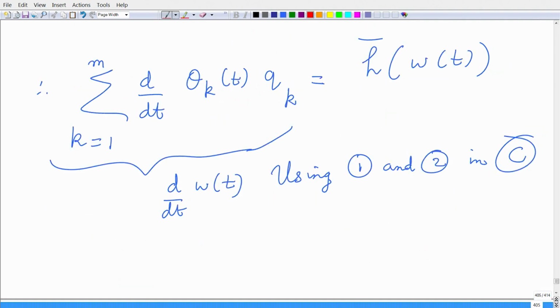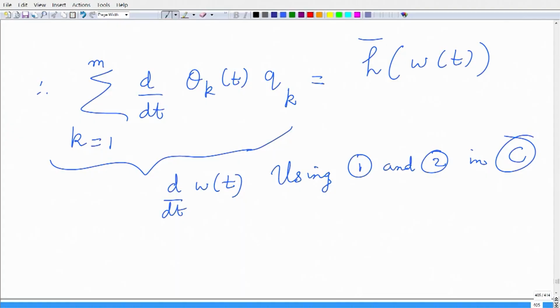Now going back to our problem, we are interested in d by dt of w of t, which is equal to h bar of w of t. That is the equation that we are concerned with. But since we expanded w in terms of the eigenbasis, that is using those eigenvectors qk and coefficients that are functions of the time variable t, we can simplify things a little bit.